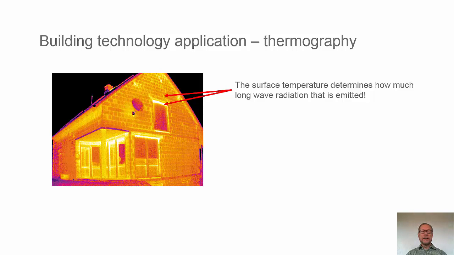Thermography. This picture shows a thermography picture where, instead of looking at the visible light, we are looking at the long wave radiation from the building surfaces. If we have the same emissivity at the building surfaces, which we normally have for regular building materials, the surface temperature is the only thing that determines how much long wave radiation is flowing out. This way we can detect spots that are emitting a lot of heat.